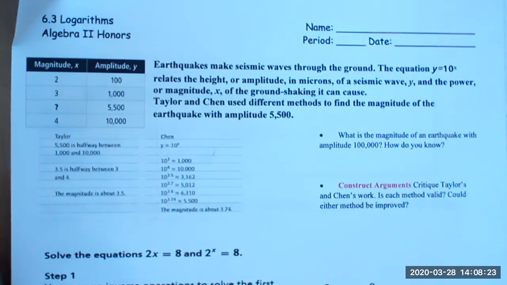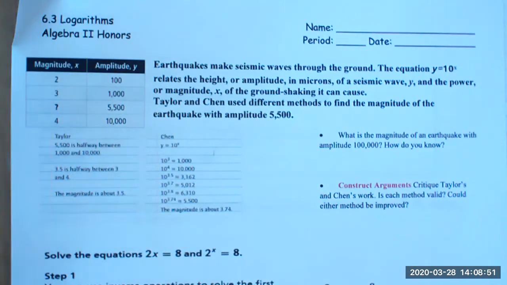So let's start by looking at this example. We'll read it together. Earthquakes make seismic waves through the ground. The equation y equals 10 to the x relates the height or amplitude in microns of a seismic wave y and the power or magnitude x of the ground shaking it can cause. Now, this magnitude x is actually what will be the value of the logarithm.